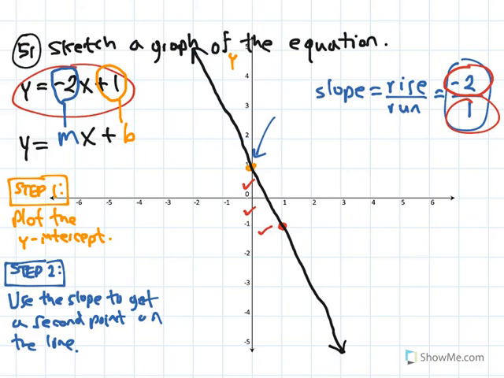So we have completed this problem. We've sketched a graph of the equation by recognizing that the given equation is in slope-intercept form and using the y-intercept to start and then using the slope to get a second point.